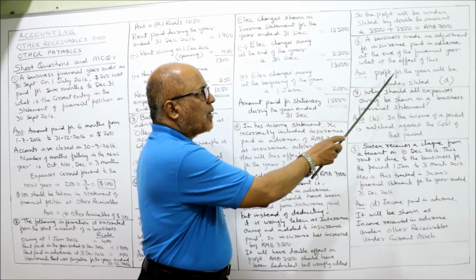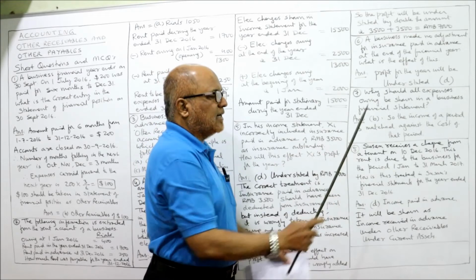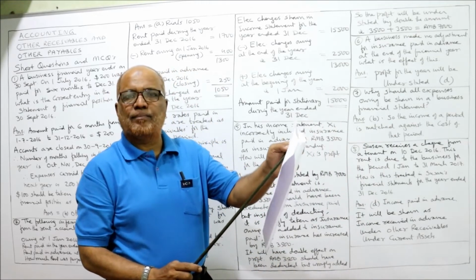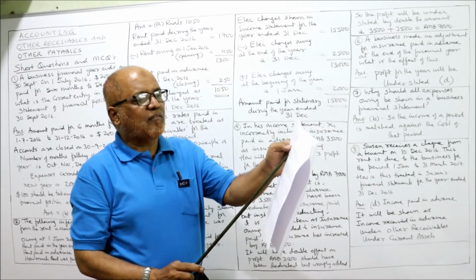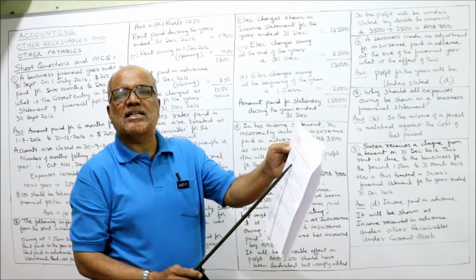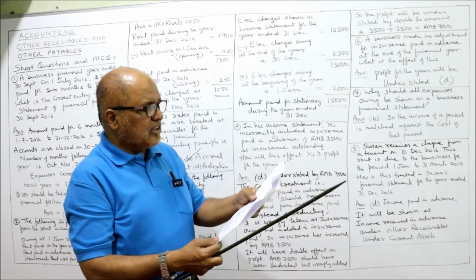What is the effect? The profit for the year will be understated. So D is the correct answer. The answer is D. Profit for the year is understated. That's all. Now, seventh problem.